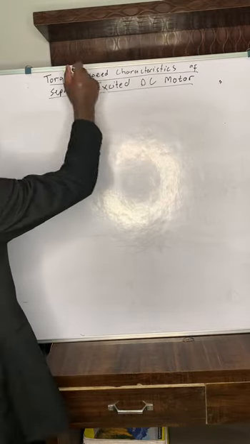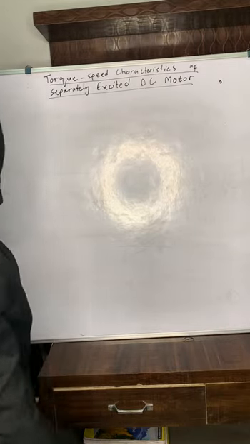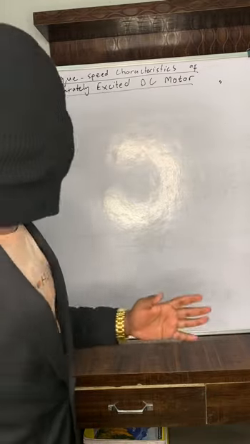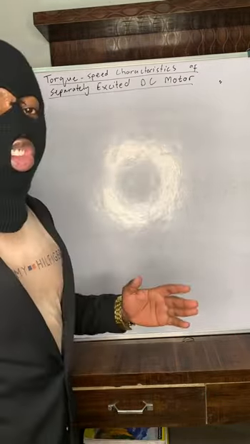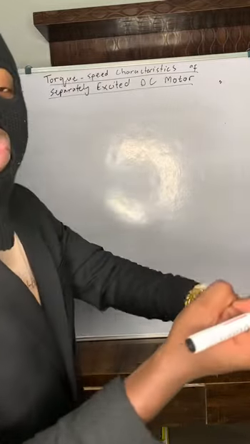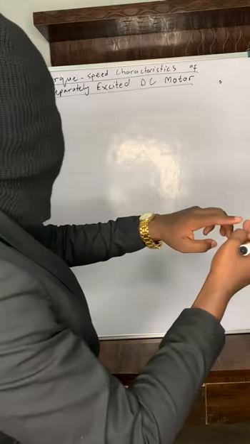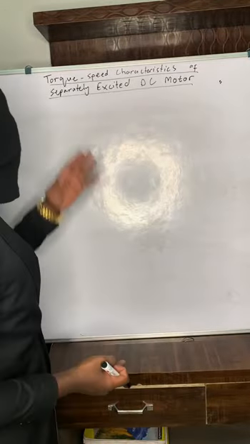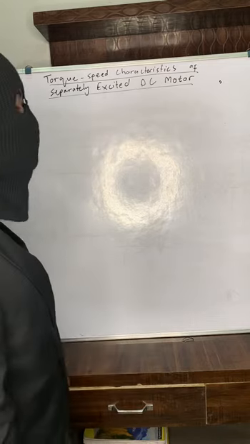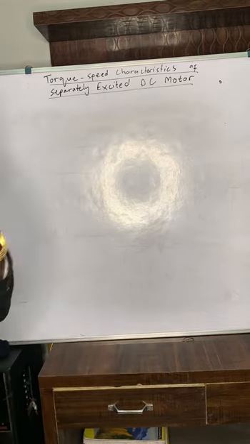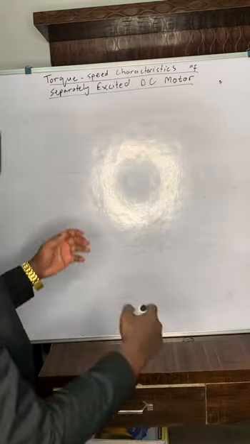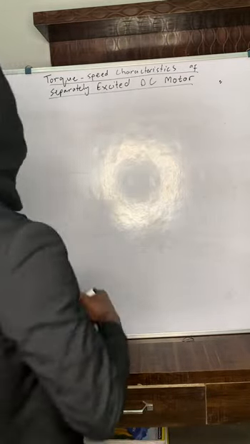Today we are going to be talking about the torque speed characteristics of separately excited DC motor. As we know, separately excited DC motor is a type of DC motor. Also, we have other types of DC motor, which comprise the series DC motor, the shunt DC motor, the compound DC motor, and of course the one we are discussing right now, which is the separately excited DC motor. Without wasting much time, let us just draw what a separately excited DC motor is.